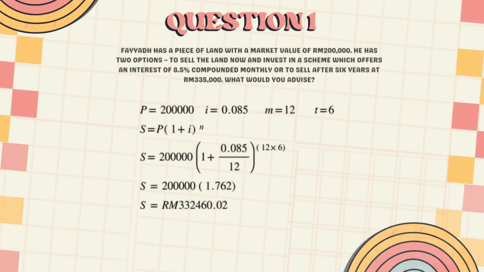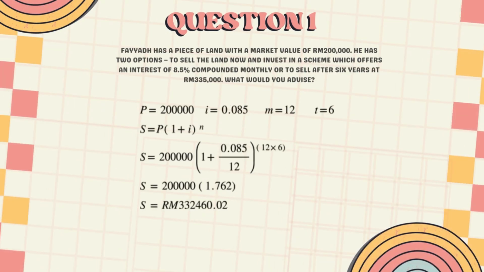Question number 1. Fayyad has a piece of land with a market value of 200,000 ringgit. He has two options: to sell the land now and invest in a scheme which offers an interest of 8.5% compounded monthly, or to sell after 6 years at 335,000 ringgit. What would you advise? Let's list the information we have obtained: P equals 200,000, I equals 0.085, M equals 12, and T equals 6.